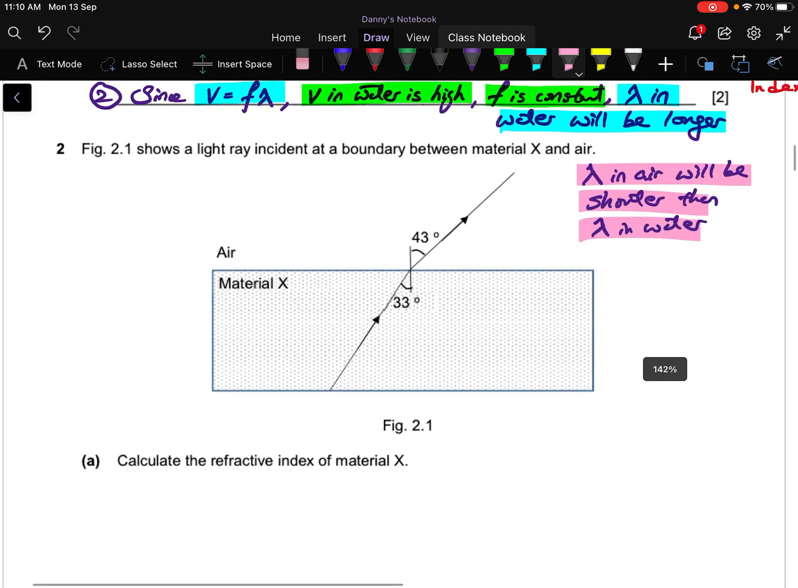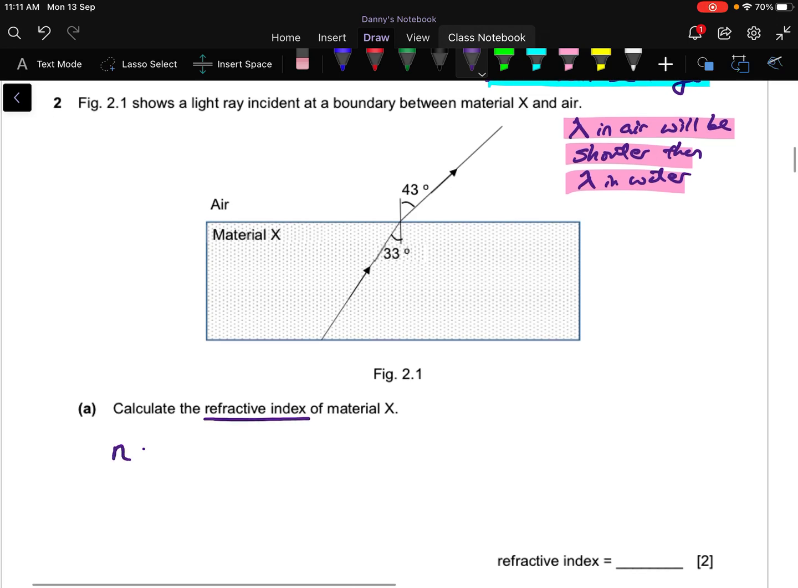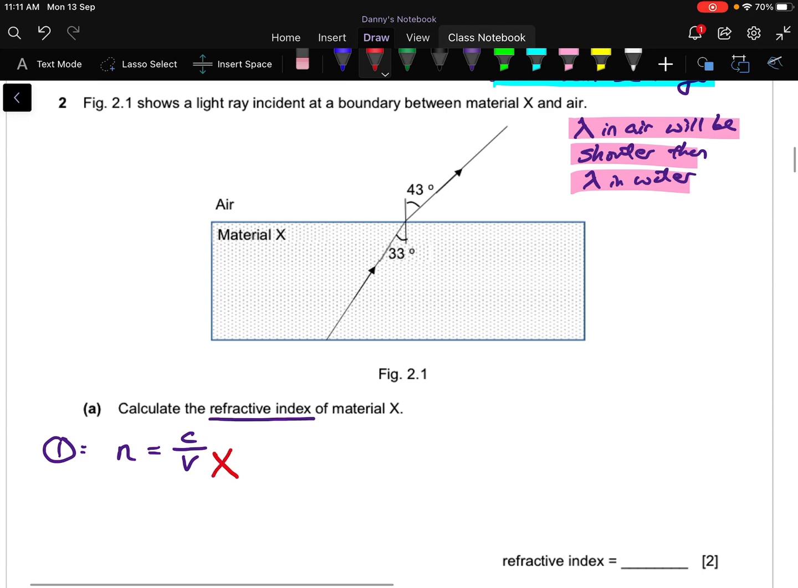Okay, next we have question 2, which many of you have done a fabulous job. In the first question, they are asking you to find the refractive index. There are two ways to find the refractive index. Number one, if you know the different speeds, you can use formula 1. But in this case, there is no information on the speed of light inside the glass, inside material X. So we are unable to do this. Now we have to use approach number 2.